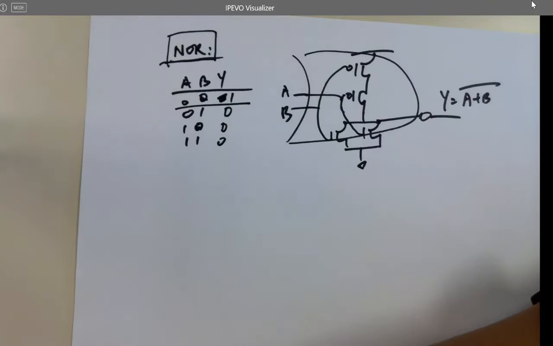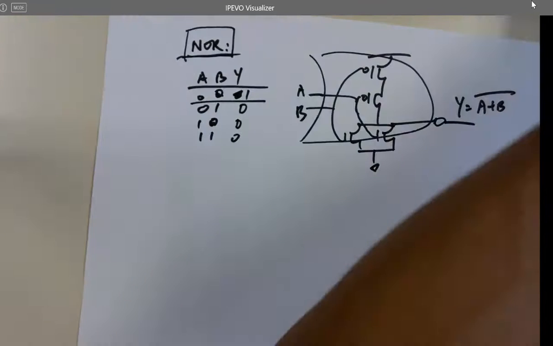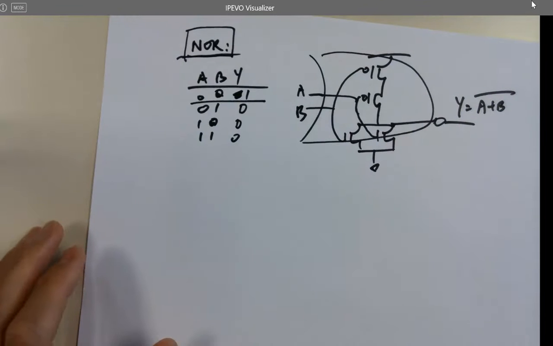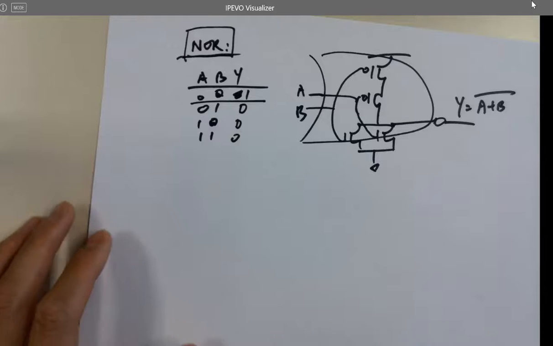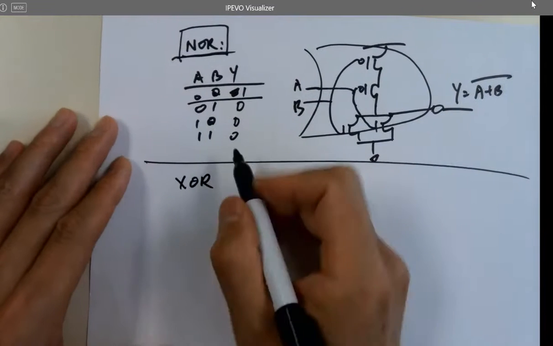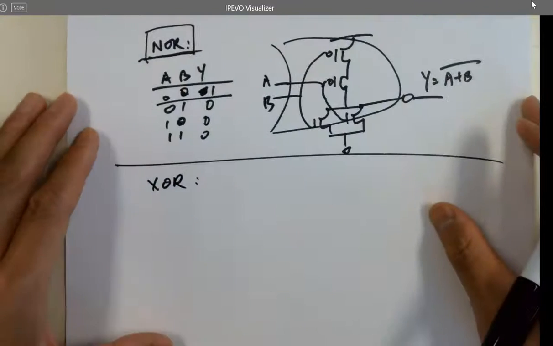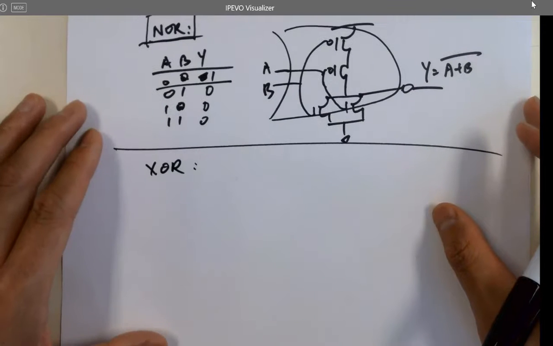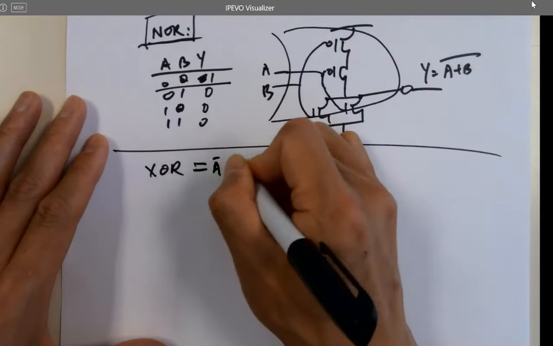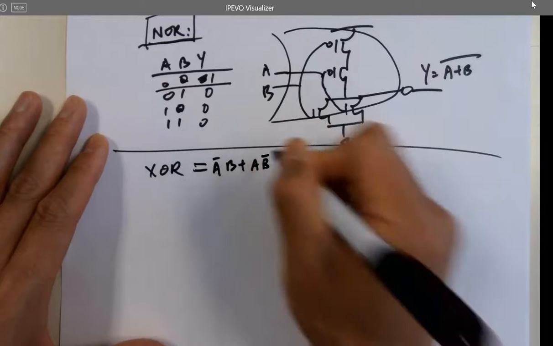Okay, so this is simple. What about XOR? XOR is a little bit different. XOR is A NOT B or A B NOT.